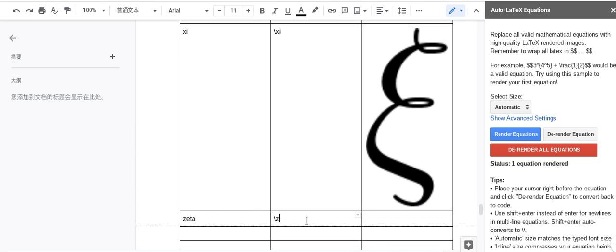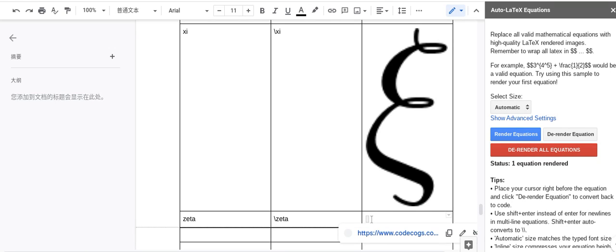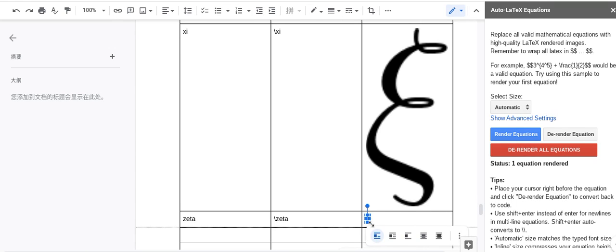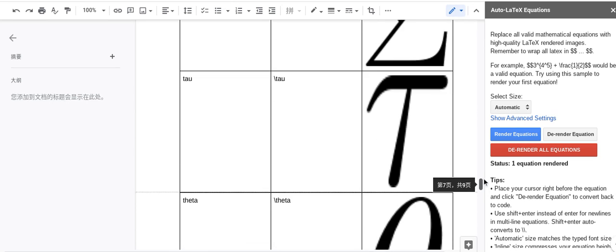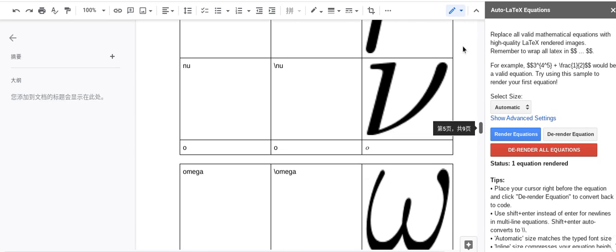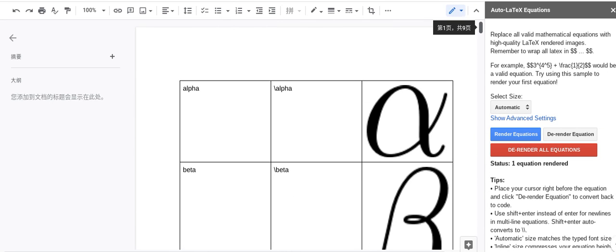The last thing, zeta. So zeta will generate something like this. And as you can see, those are just all the symbols. I mean, those are only half of the symbols of the Greek letters.